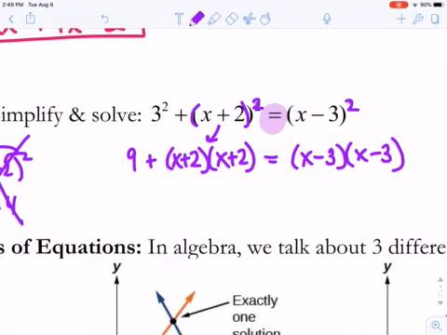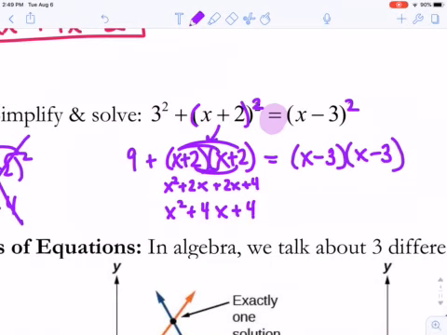So what we're going to do here is, again, double distribute. We're going to get x squared plus 2x and 2x plus 4. And combine those, and we're going to have x squared plus 4x plus 4. And then, again, that 9 is just going to drop down. So if I simplify this left-hand side, I'm going to have x squared plus 4x. The 9 plus 4 is 13. So that's on the left-hand side of the equal sign.